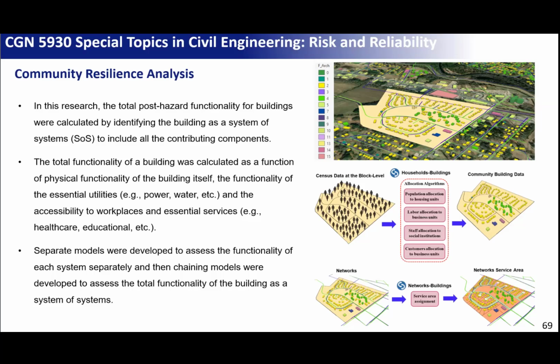Same thing, you can allocate these people as staff in a hospital, as staff in a school, or as labor in the market. So you can have labor allocation algorithms, staff allocation algorithms, and customer allocation. You can allocate where they shop, where they go to gas stations. You can know all this information with allocation algorithms. Same thing with a network. If you know the topology of the water network, the power network, or the transportation network, you can know the service area of each network. And if a line in the power network is down, you know that this whole neighborhood is not going to have power.